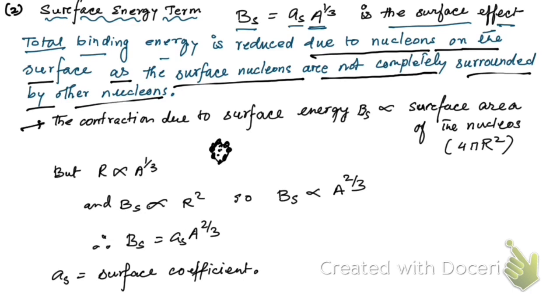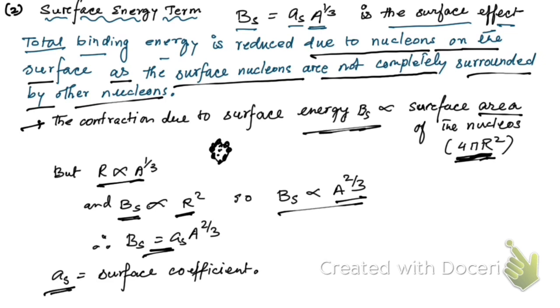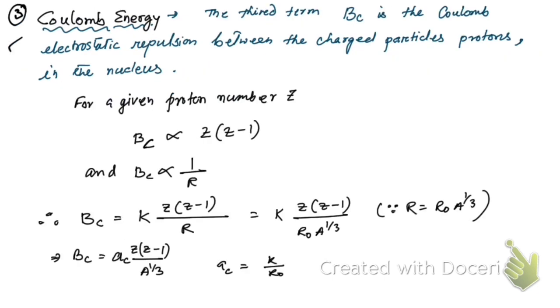So the contraction due to surface energy, which is proportional to the surface area, if you consider a nucleus to be spherical, that will be 4 pi r square. So that's why we can say that Bs is proportional to r square, right? And r is proportional to A to the power 1 by 3. So instead of r, we're going to put this, because r square will be square of this. So that's why we have got this relation. And if you remove this proportionality symbol, then we put an equal sign, and this as is the surface coefficient, right? So the next term is Coulomb energy.